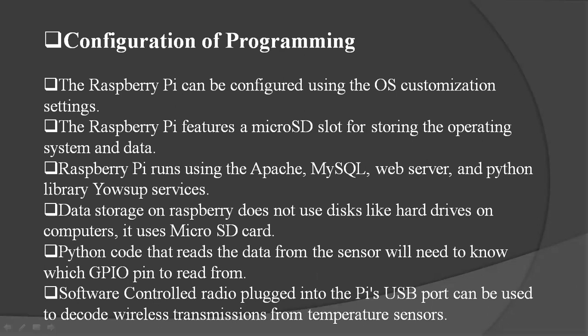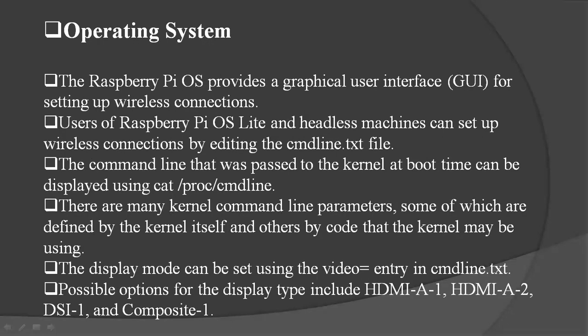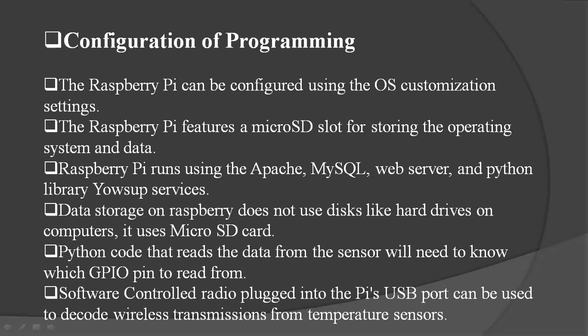As we said, for the OS we are using command line parameters that are defined by the kernel, or otherwise we can use the code also. So now we'll discuss the configuration of the programming. The Raspberry Pi can be configured using the OS operating system customization settings. And the Raspberry Pi features a micro SD slot for storing the operating system and data.